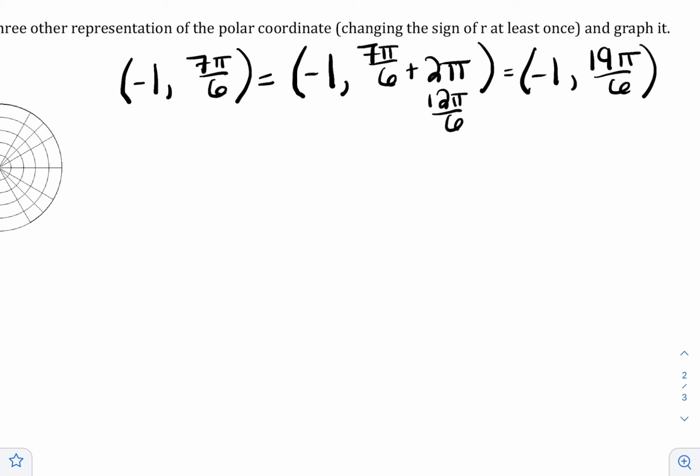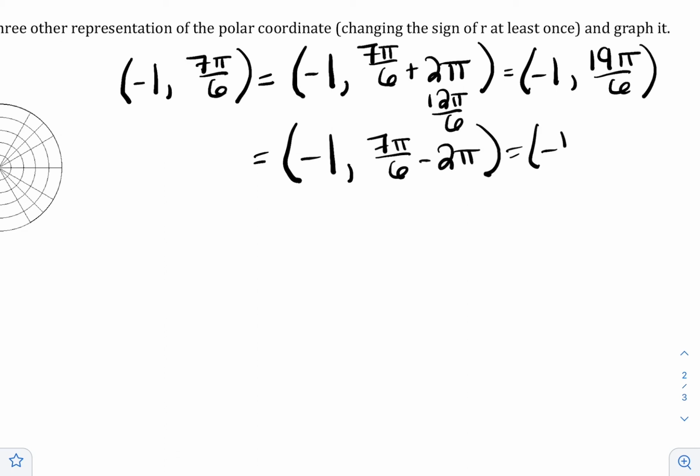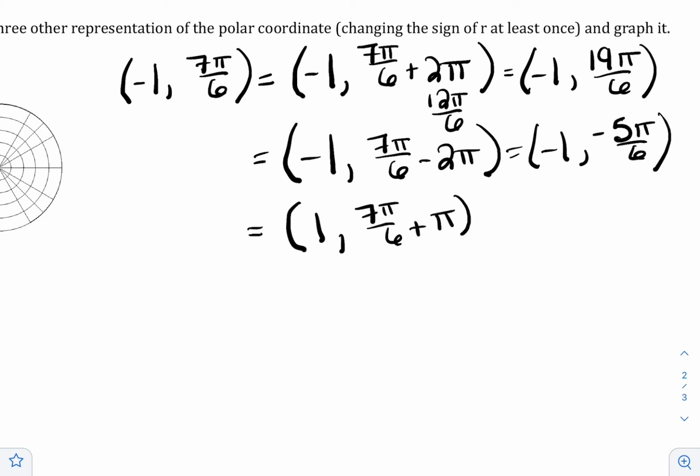Another thing I can do is keep r the same and instead subtract 2 pi. So that's going to give me negative 1 comma, 7 minus 12 is negative 5 pi over 6. I could also change the sign of r and then add pi to it. If I change the sign, I can only add or subtract pi. So that's positive 1, pi is 6 pi over 6, so that's going to be 13 pi over 6.